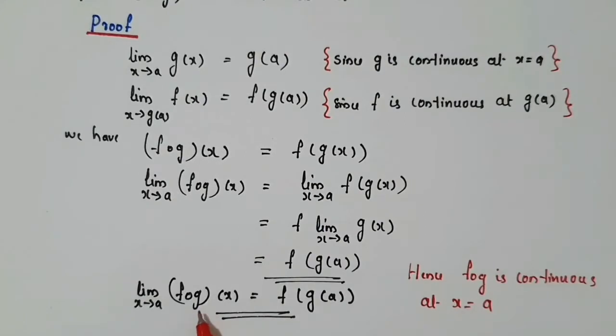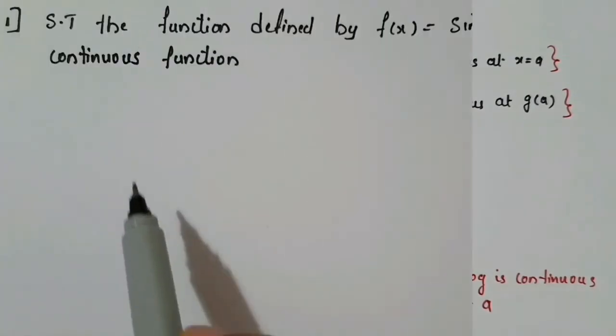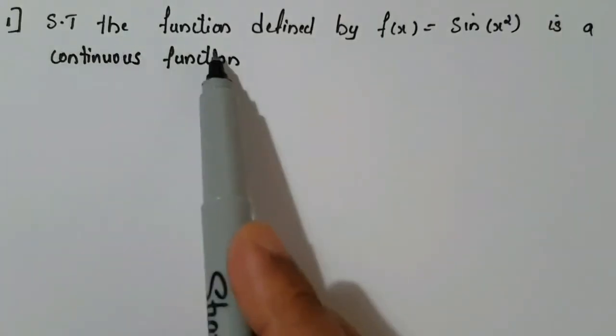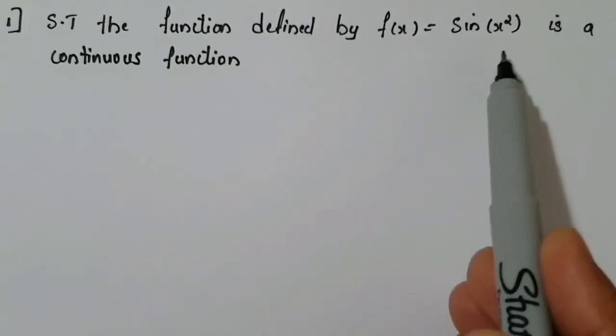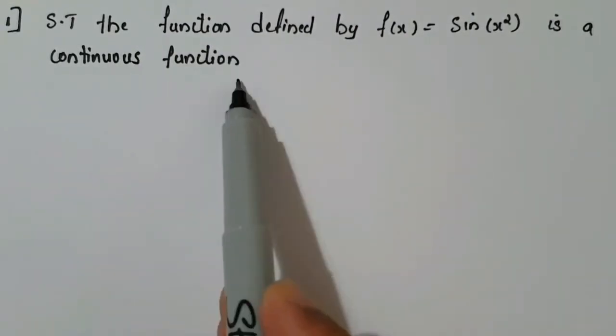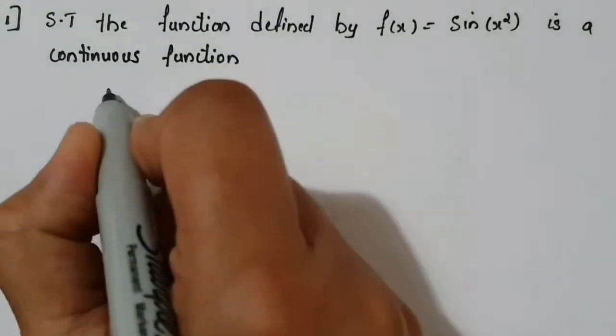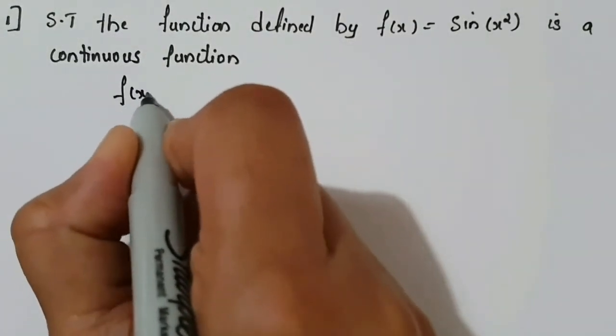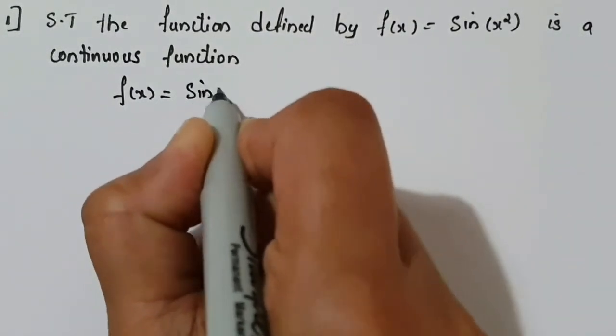Hence, f of g is continuous at x equal to a. Now, let's do some examples. Example 1. Show that the function defined by f of x equals sin x square is a continuous function. Given f of x equals sin x square.